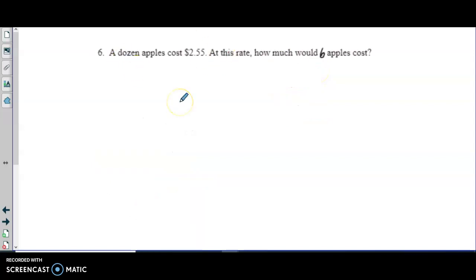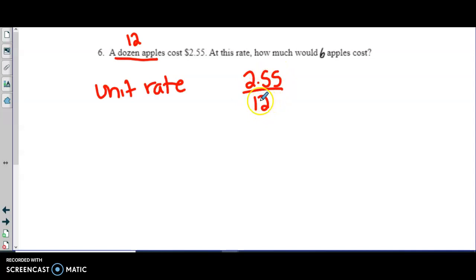A dozen apples cost $2.55. At this rate, how much would 6 apples cost? So what we need to do here is figure out the unit rate. Even though it doesn't say to do it, that's what we're really trying to figure out. We have a dozen apples, and a dozen means 12. For $2.55. So we're going to take that $2.55 and divide it by 12 to figure out the unit rate. So let's go ahead and do that.